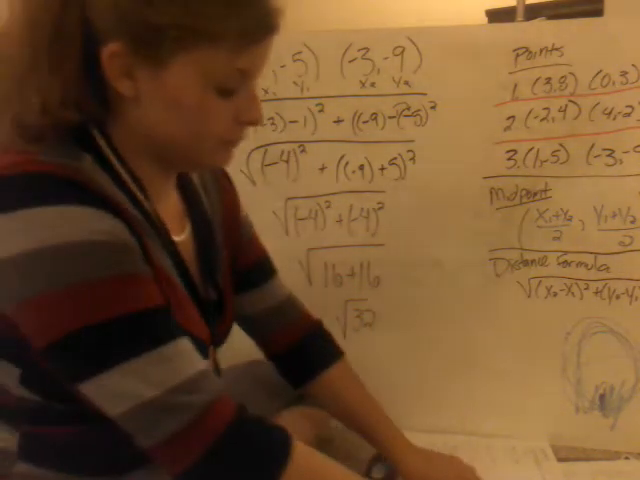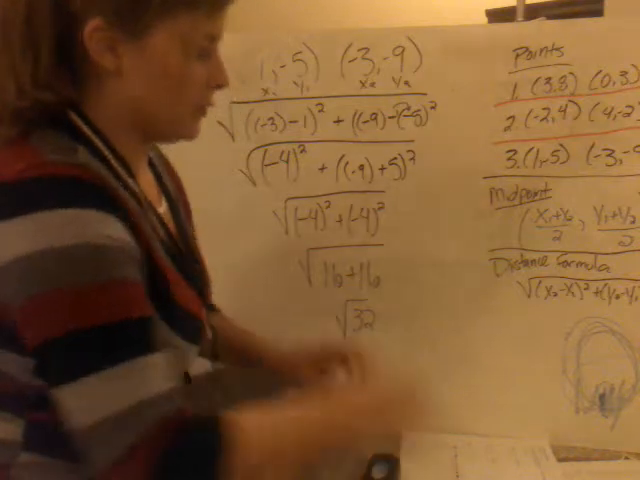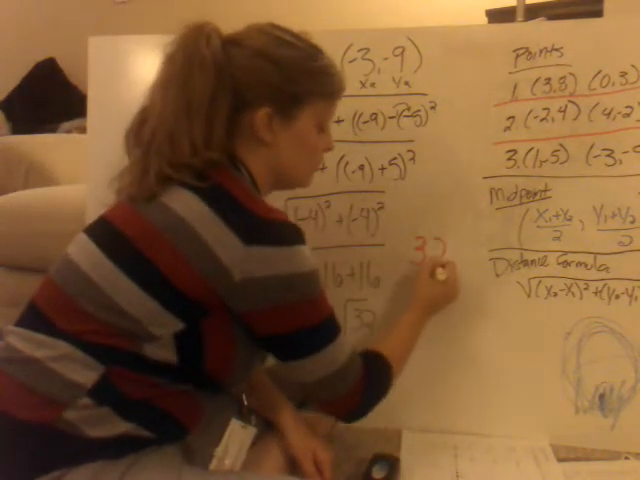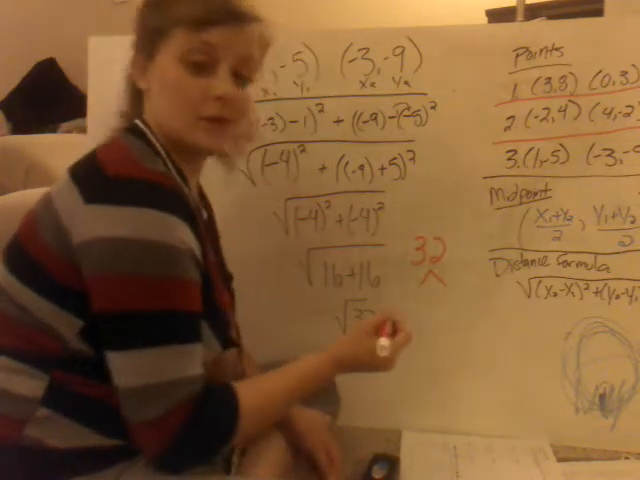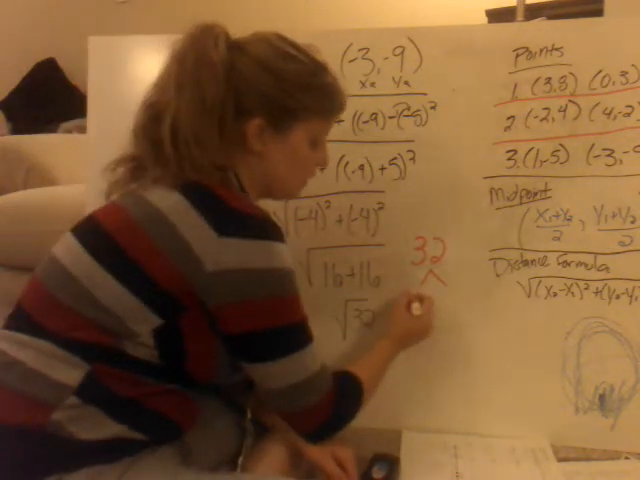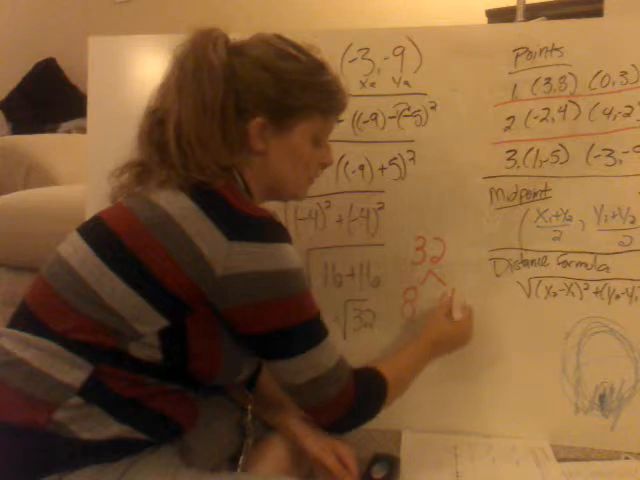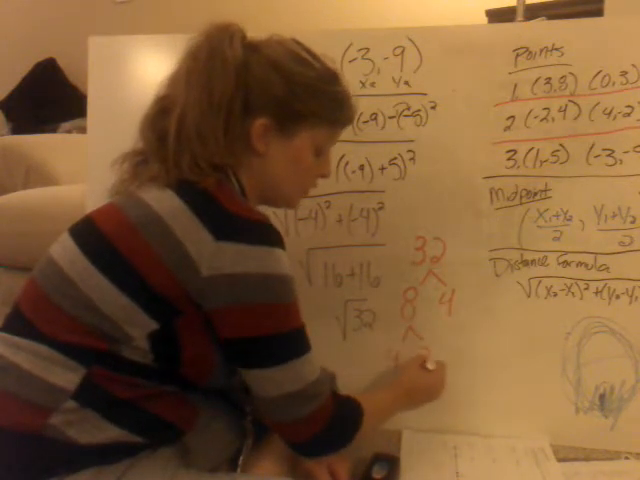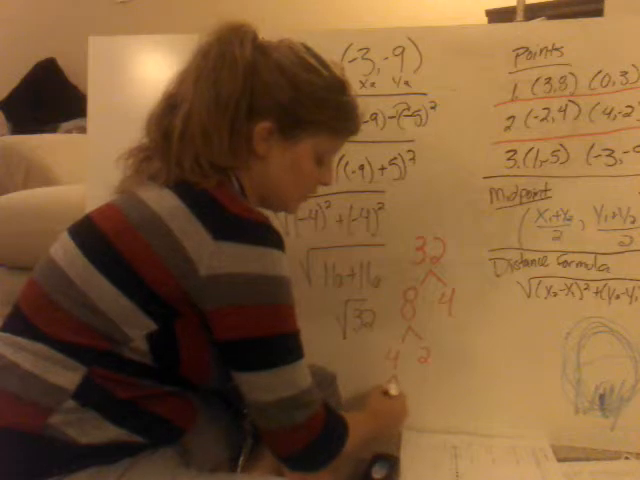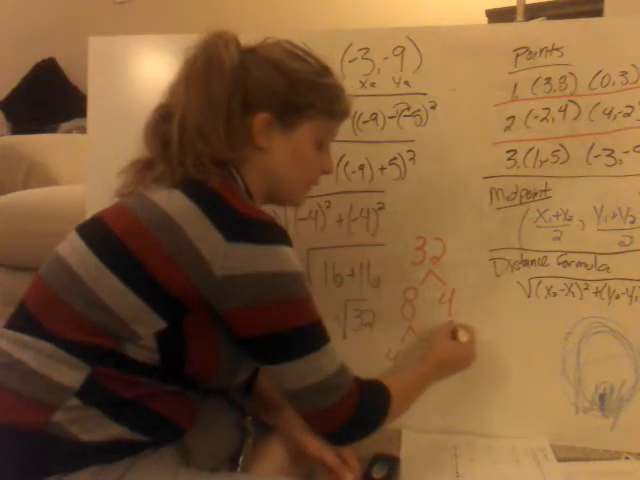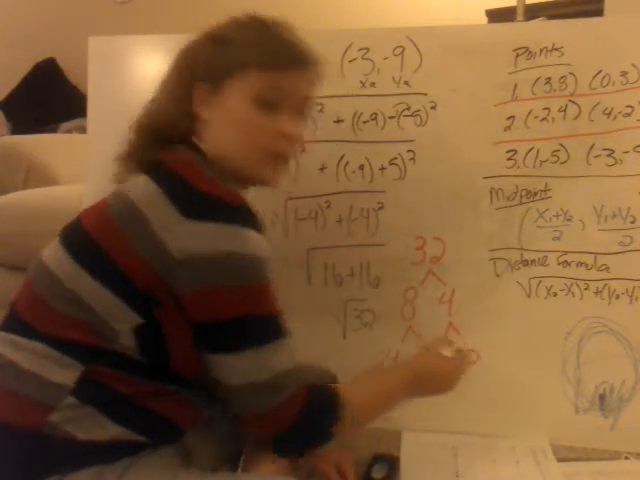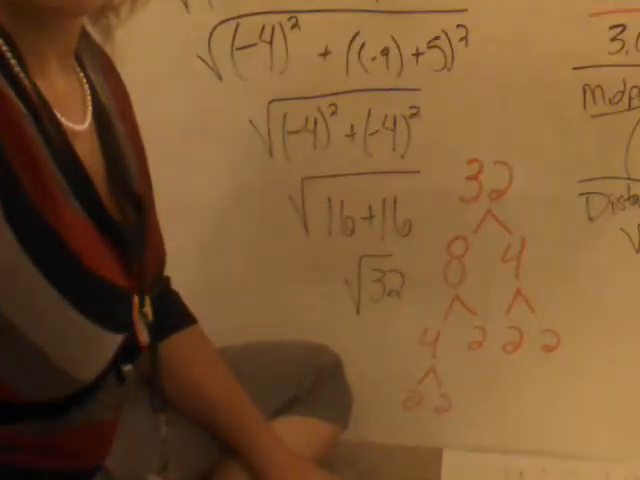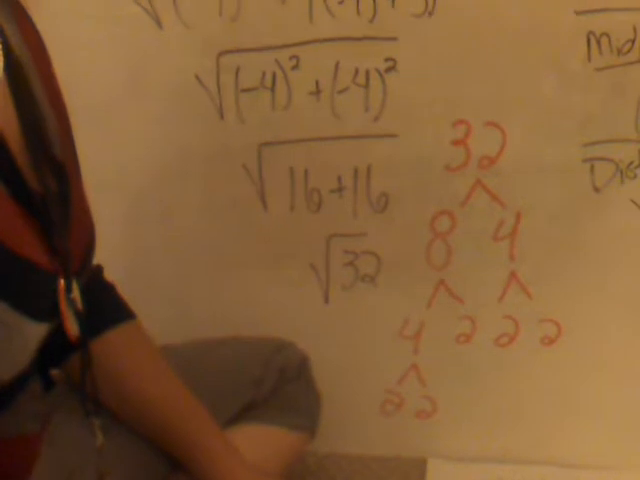Factor tree. So I've got 32. What times what is 32? I'm going to say 8 times 4 is 32. 4 times 2 is 8. And 2 times 2 is 4. 2 times 2 is 4. Okay, there's that.